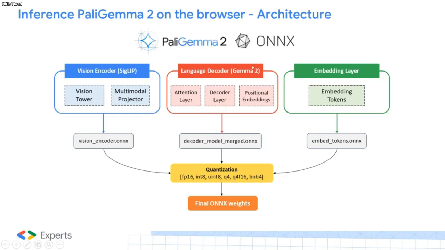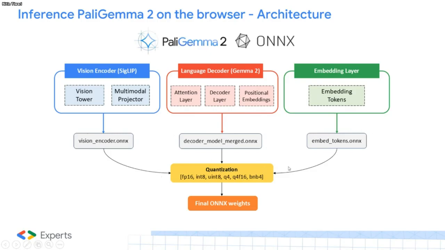And for this layer as well, for this language, the entire red thing, we get a file called decoder_model_merged.onnx. And then there is this embedding layer as well. It's a separate layer for embedding tokens, for which we convert the whole embedding layer into another file called embed_tokens.onnx. Together we quantize all these three model files.